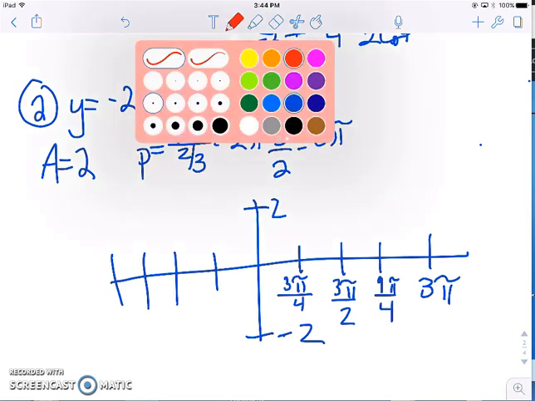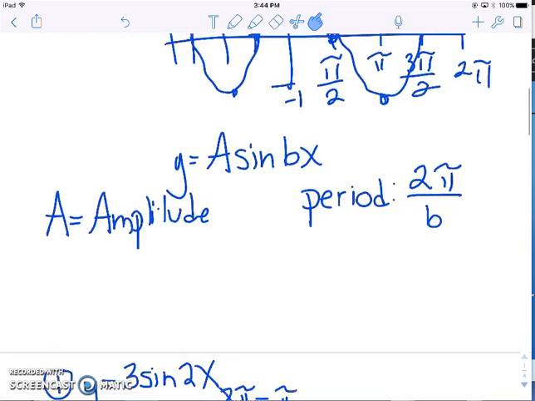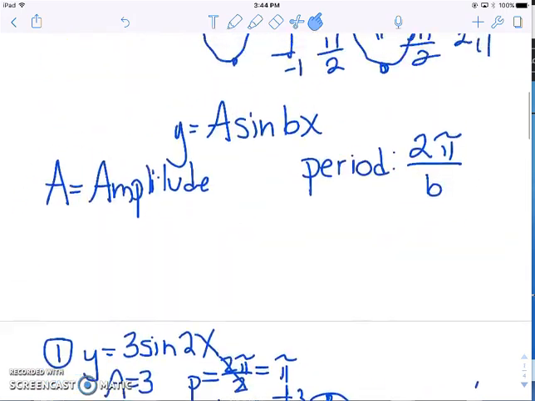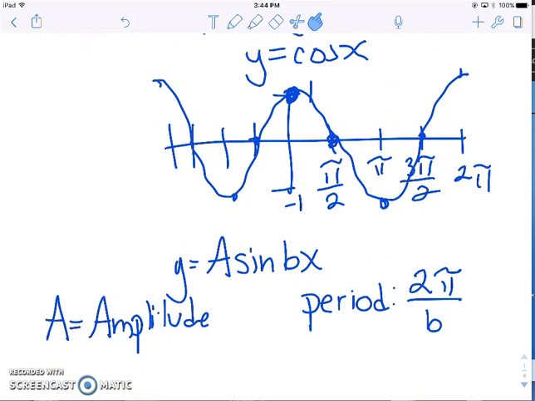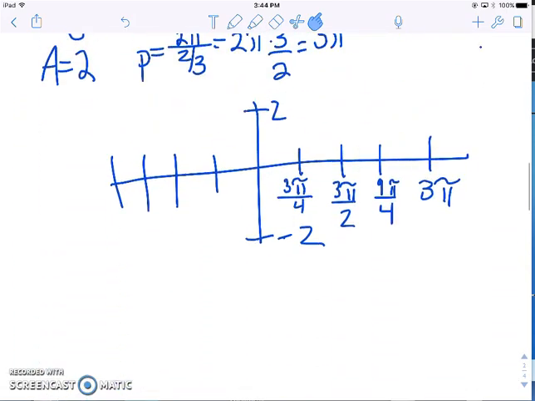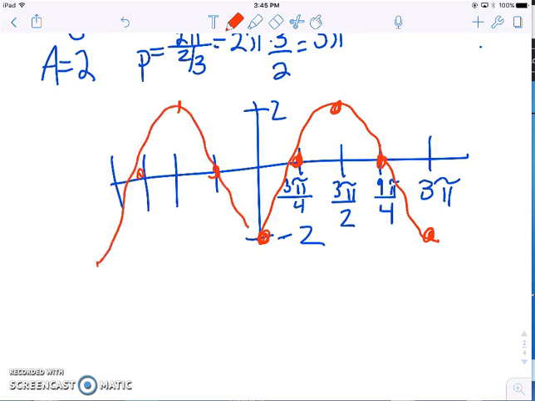And now where does this one start? Well, it's a cosine. So if we go back up here, cosine started high. It started at 1. But we have that negative cosine. So rather than start high, it's going to start low, middle, high, middle, low. And then we can continue the pattern right there.